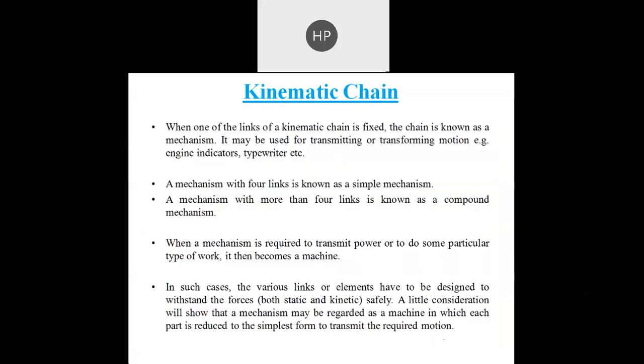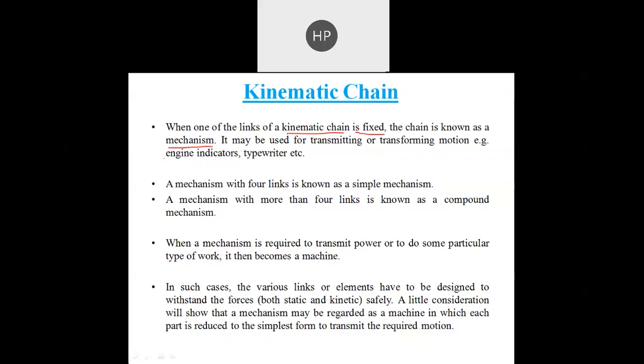Then one of the links of the kinematic chain is fixed. Now we are talking about the kinematic chain. In a kinematic chain we have a minimum of 4 links, that you have to understand. We have a minimum of 4 links. Out of these minimum 4 links, if one link is fixed, then the chain is known as a mechanism. Now slowly we are moving towards the definition of a mechanism.